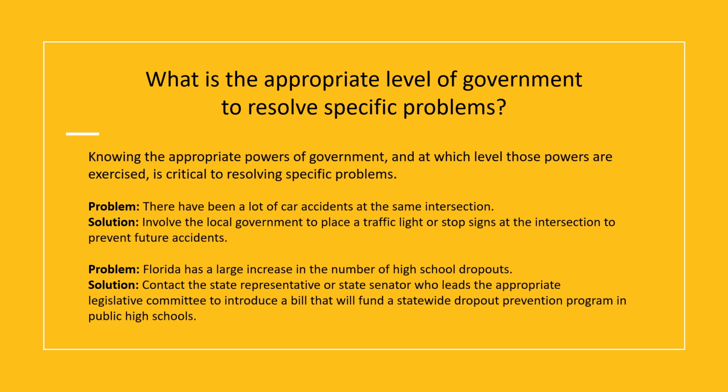So we have two examples in front of us. One is there have been a lot of car accidents at the same intersection. What might be the solution? To involve the local government to place a traffic light or stop signs at the intersection to prevent future accidents. In essence, the problem is a lot of car accidents. The solution is slowing down cars, because the slower a car is going, the easier it is for that car to stop. As well, we can also require that those cars stop at certain places, such as at intersections.